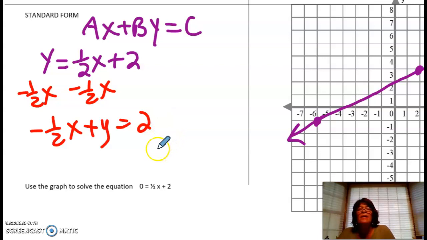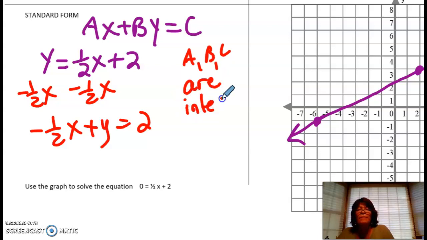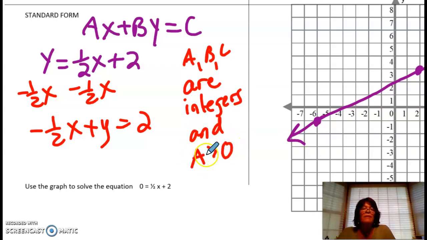Okay, and then in true standard form, a, b, and c are integers. And a is positive, guys, okay? A is greater than or equal to 0. Is that all right?